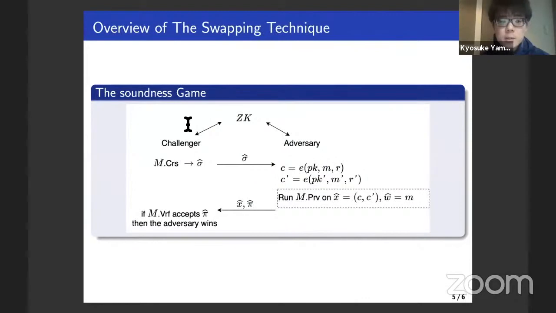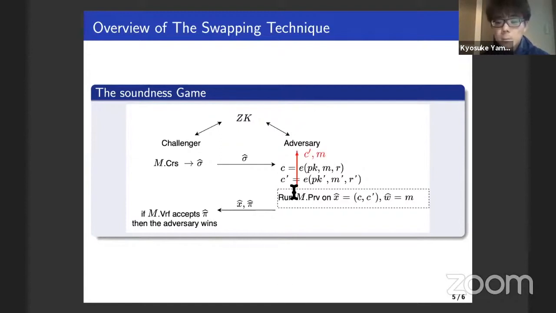This is a standard soundness game, so there is a challenger and an adversary. Both of them have oracle access to ZK. First, the challenger generates a CRS and sends it to the adversary. The adversary computes two ciphertexts C and C prime from different plaintexts m and m prime and runs the prover algorithm on this pair. Because C and C prime come from different plaintexts, the prover algorithm is not supposed to output a proof, but the adversary cheats this algorithm as follows.